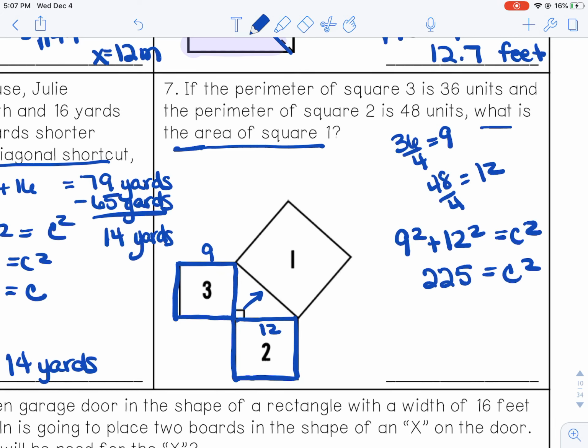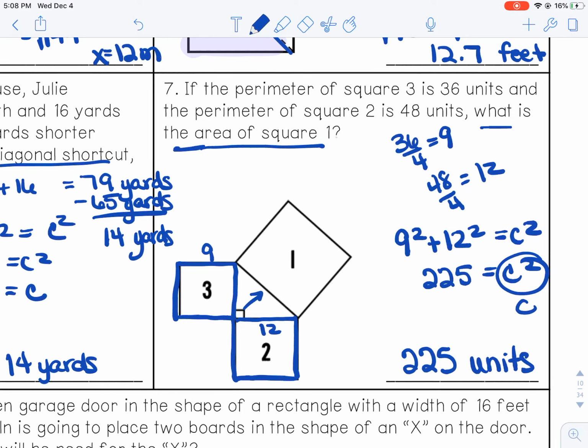Notice it says what is the area of square 1? Well, we know area is length times width, and anytime that we have something squared, you can think of it as area. So this is actually our answer, 225 square units.